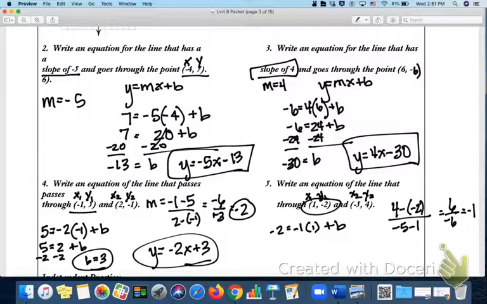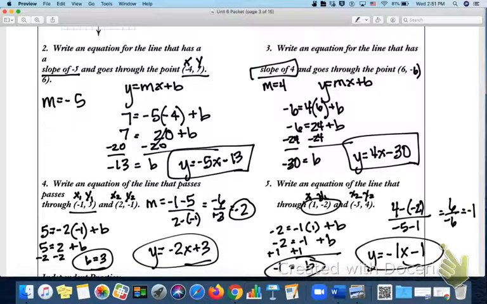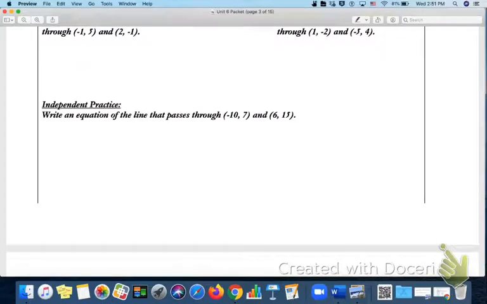I've circled it. Y, which is -2, is equal to -1 times 1 plus b. -2 equals -1 plus b. I need to add 1 to both sides to get b by itself, and the b value is -1. So our equation is y equals -1x minus 1. The last one is an independent practice question. Go ahead and pause the video, try it on your own, and when you're done, check your work.